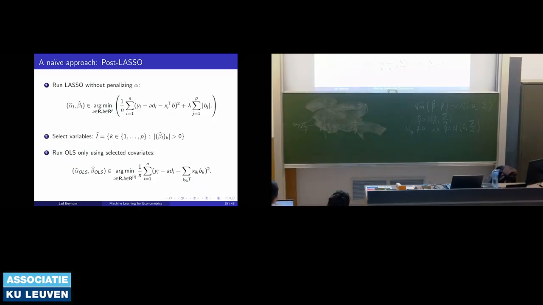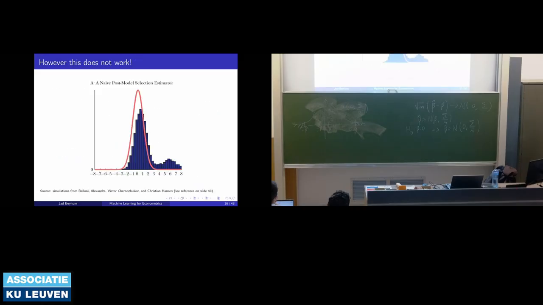I first use lasso to select the variables. Lasso gives me a sparse solution, so it gives me only a few variables with a non-zero coefficient. I take these variables and then I run OLS, because I'm back to a low-dimensional problem, right? Lasso has selected a few variables, so this last step regression is low-dimensional.